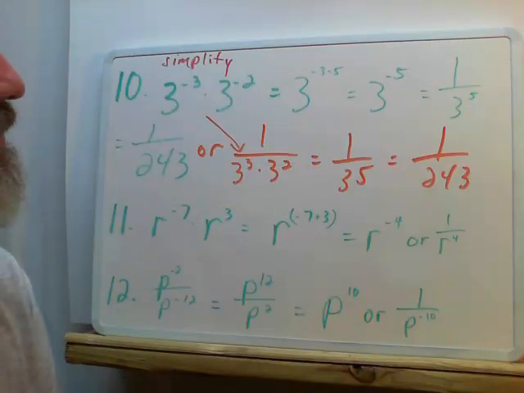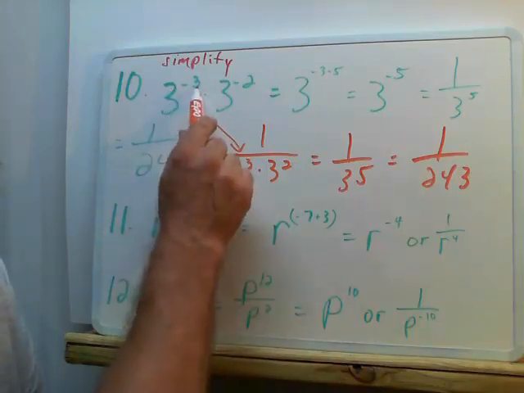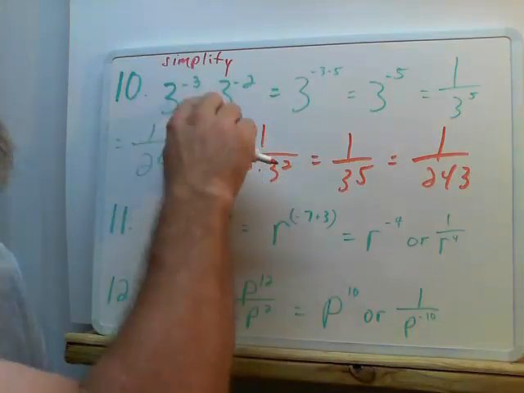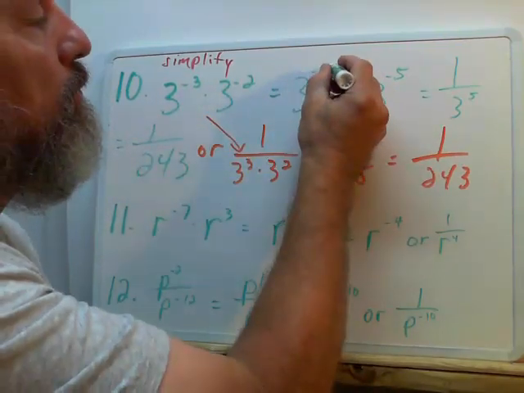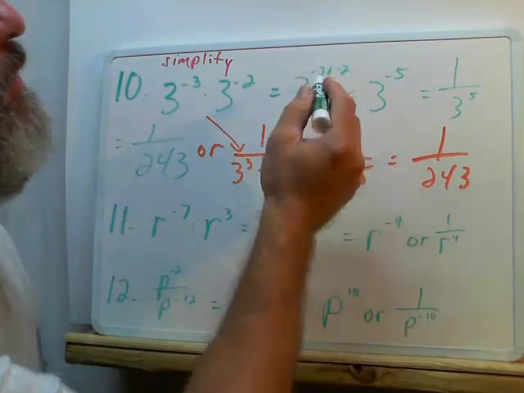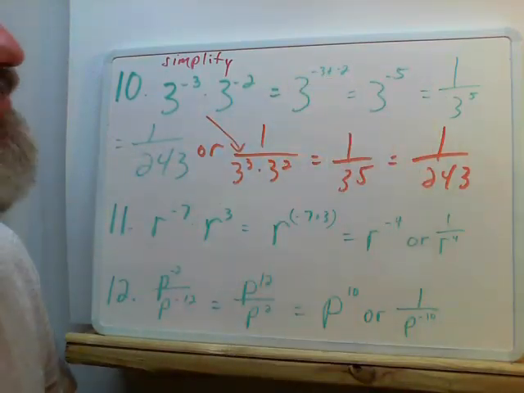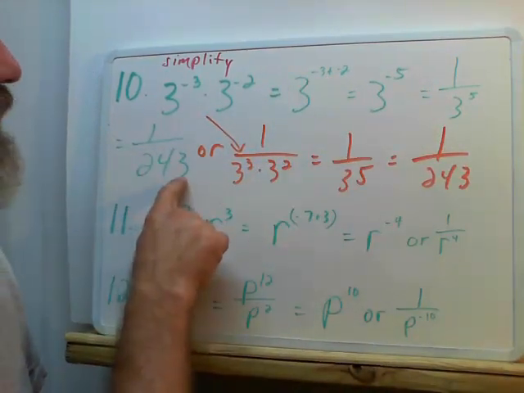Number 10, we are simplifying again. So we have 3 to the negative 3 times 3 to the negative 2. We're multiplying, so we're going to add the exponents. Negative 3 plus a negative 2 would be negative 5. 3 to the negative fifth would be 1 over 243.